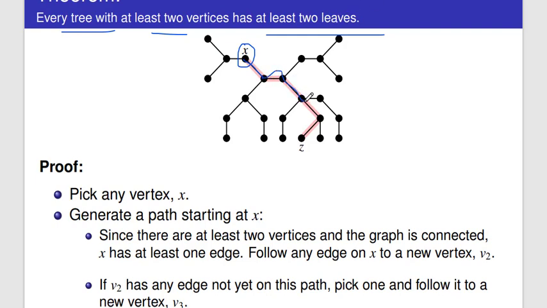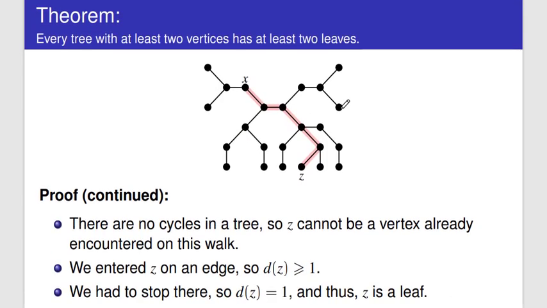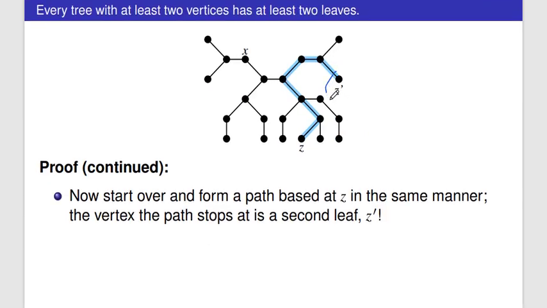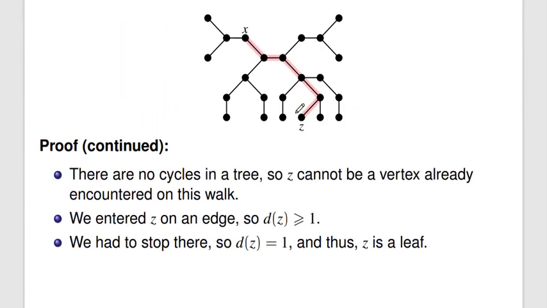So till then there is no edge left. So this z is what is called a leaf. For that particular vertex, z is a leaf. Now start from z and make a different path. Like this, we can also get a new vertex which also has a degree of 1, so it's also a leaf. So now we have two leaves.